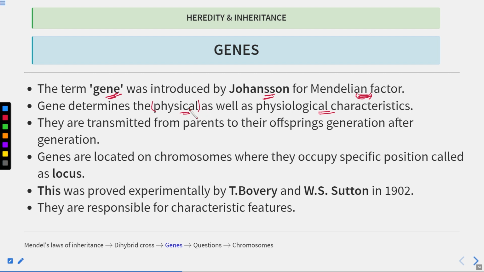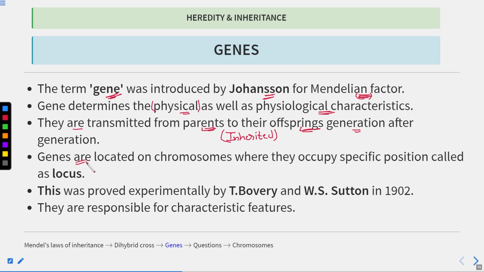So it is responsible for the morphology or the phenotype, and it is also responsible for the physiological characteristics as well. Now they are transmitted from parents to their offsprings, generation after generation, means they are inherited. Clear? This is known as inheritance, or the transmission of genes from the parent to the offsprings, from generation to generation.